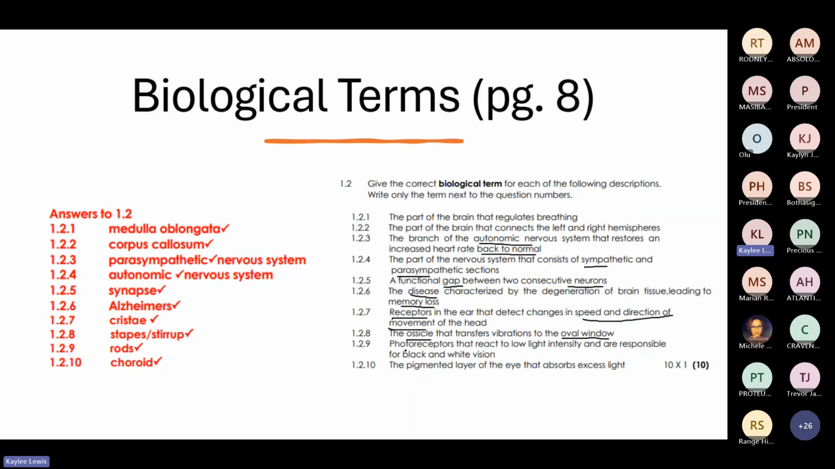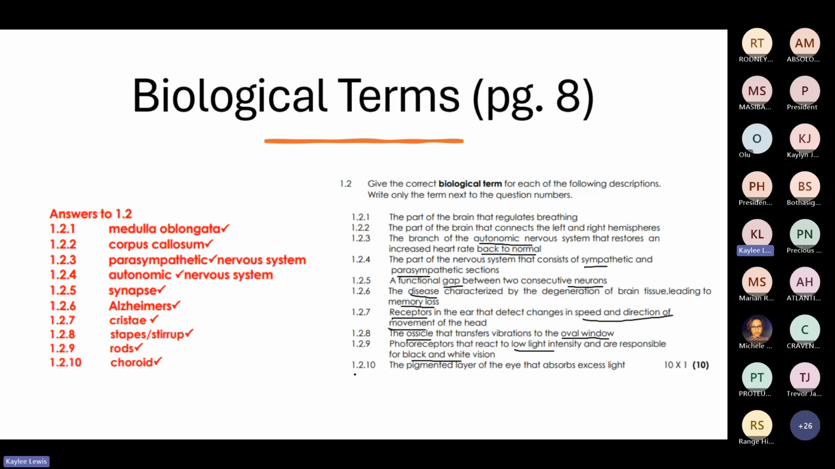1.2.9, photoreceptors that react to low light intensity and are responsible for black and white vision. So you would know that there are two types of photoreceptors in our eye. We have our rods and our cones. Our rods allow us to see in black and white, and our cones allow us to see in color. And the way I remember it is C, cone, C for color. But this question wants black and white vision, so that would be your rods.